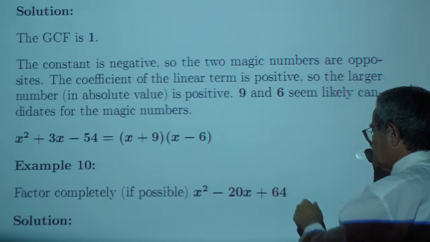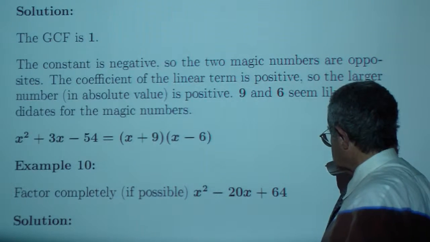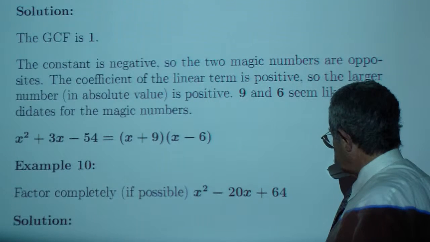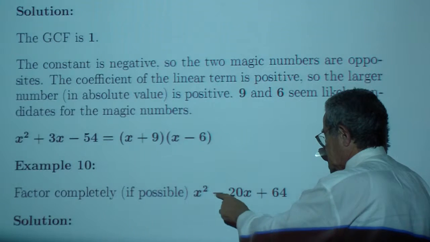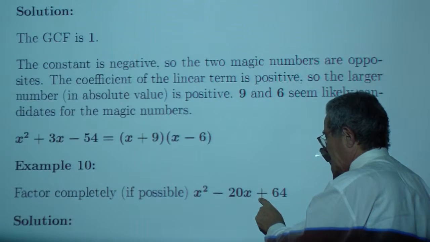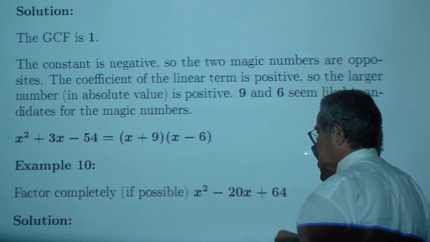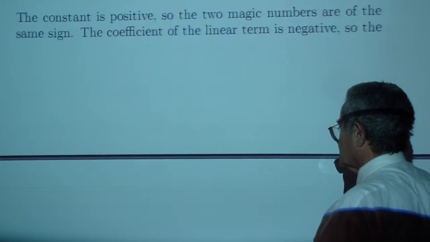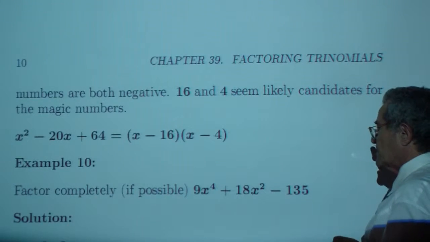Example 10, 64. 64 is 2 times 32, or 4 times 16. This is positive, that's negative. The two numbers are both negative. So x minus 16, x minus 4. Yes? X minus 16, x minus 4.